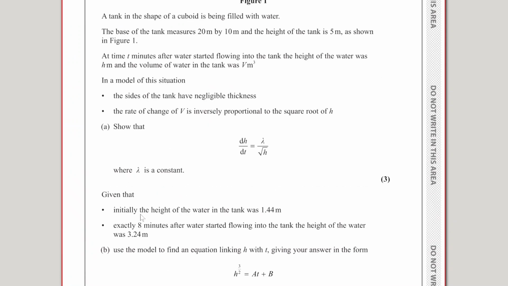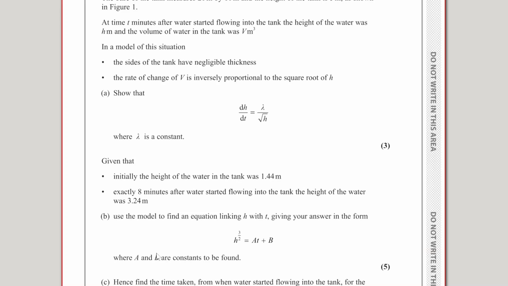Given that initially the height of water is 1.44, 8 minutes after water started flowing into the tank, the height was 3.24. Use the model to find an equation linking h with t, giving your answer in the form h to the power of 3 over 2 equals at plus b. So when t equals 0, we've got 1.44. And after 8 minutes, we've got 3.24.